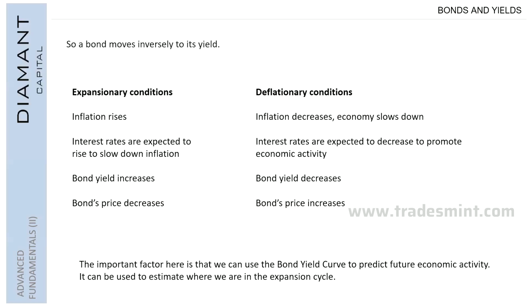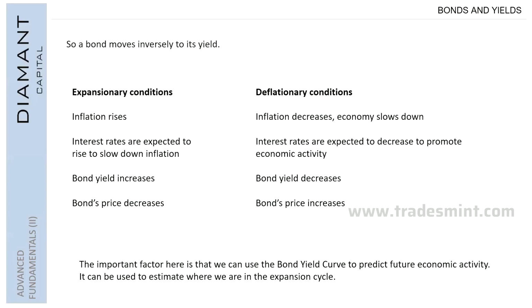So by now you probably understand the bond and its yield are inversely correlated. So as a bond goes up, the yield goes down. Now let's look at it in two conditions. Of course, the two that we always refer to, because that's what we're trying to understand all the time. In an expansionary condition, inflation rises. Interest rates are expected to rise to slow down that inflation. So that's what the Fed will do to counteract that inflation. As a result, the bond yield will increase and therefore the bond prices decrease.